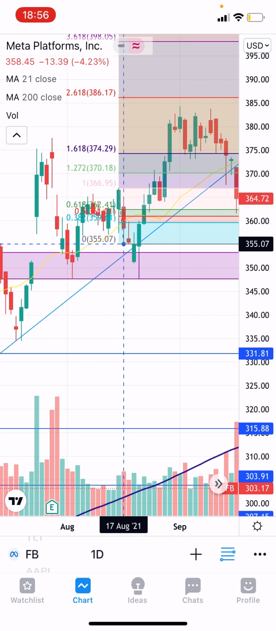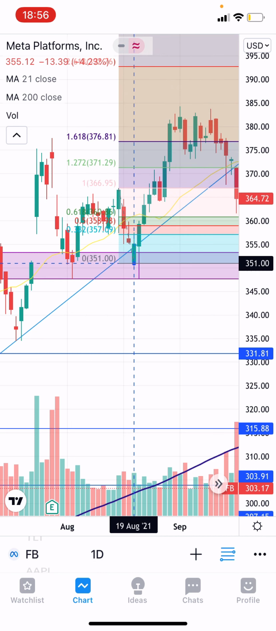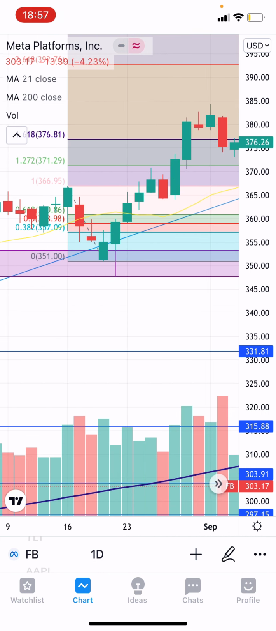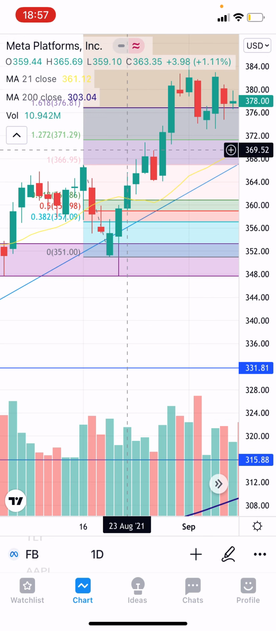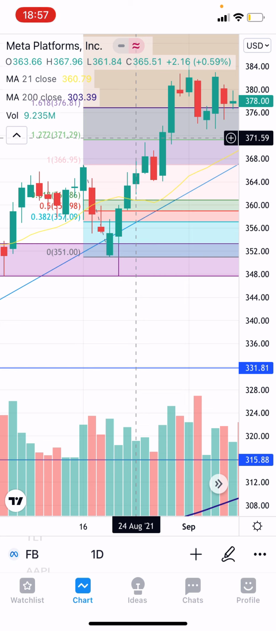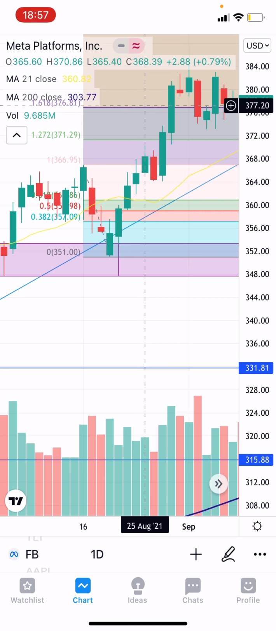We can take the Fibonacci extension tool here. You take the swing high to the swing low, and then your target would be the 1272 extension or the 1618. So you're looking to scale out at 371 and 376. I'm usually out of almost all my longs at that 1618 extension.